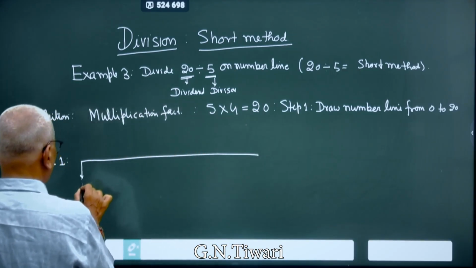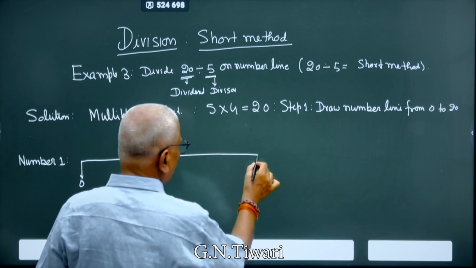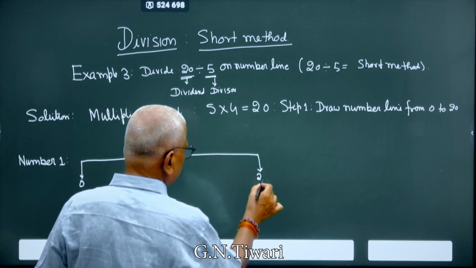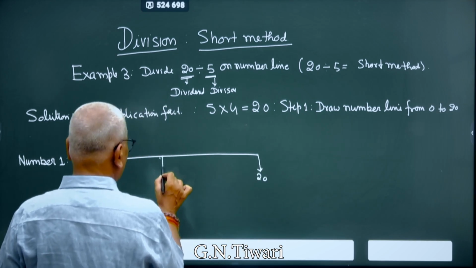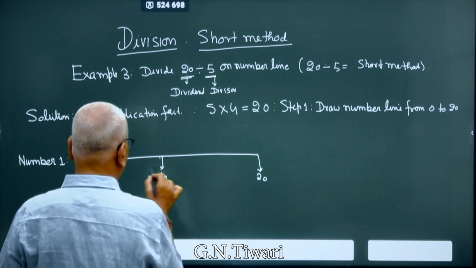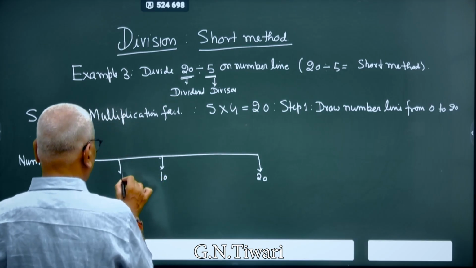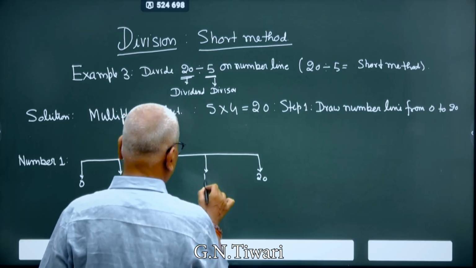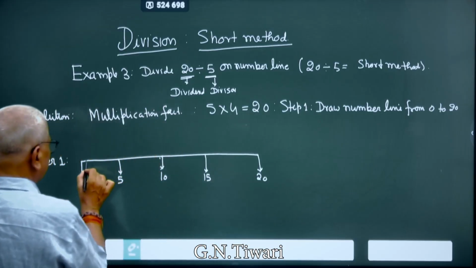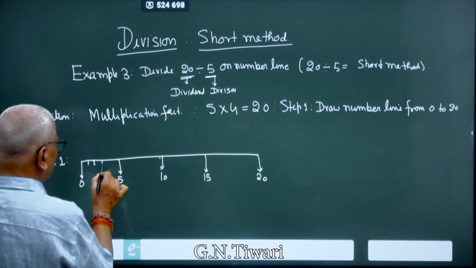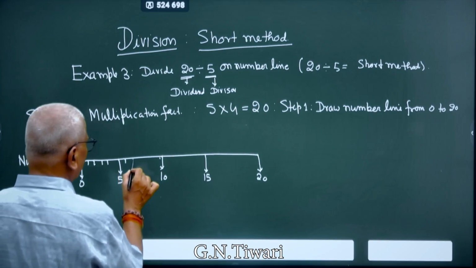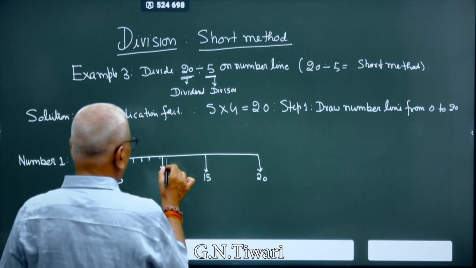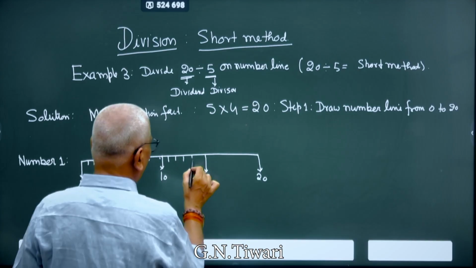0, 20. That is where one should write it. This is 10. No problem. This is 5. No problem. This is 15. No problem. Again mark 1, 2, 3, 4. 1, 2, 3, 4. 1, 2, 3, 4.